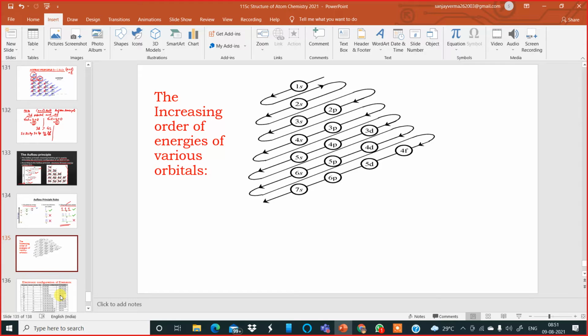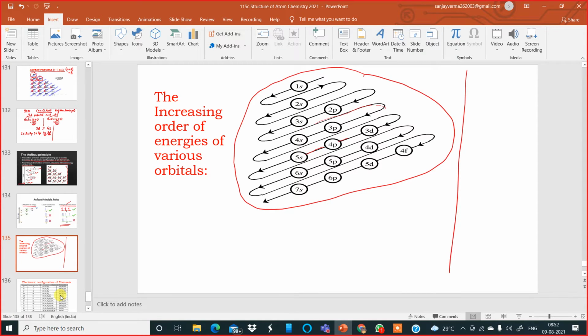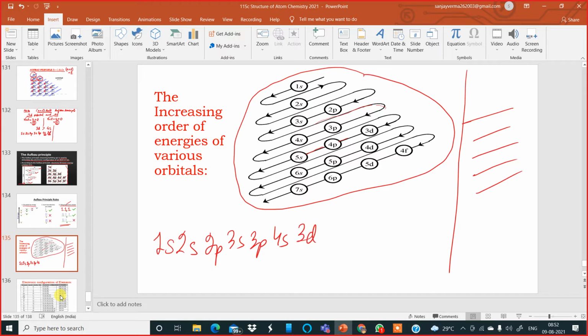See, 1s, 2s, 2p, then you come to 3p, then 4s, 3d, 4p, 5s, and so on. If you can write this diagram in rough in the examination, in the side column over here, draw this diagram and cancel them this way. Then you can easily write the electronic configuration: 1s, 2s, 2p, 3s, 3p, 4s, then 3d. Then it comes 4p, 5s, and so on.